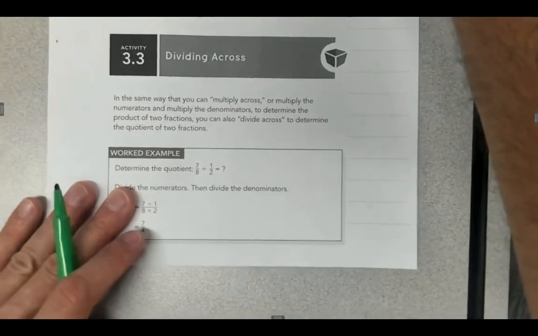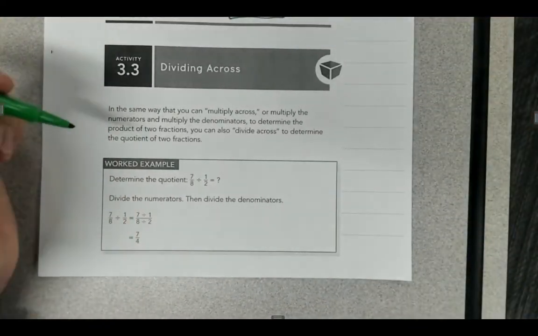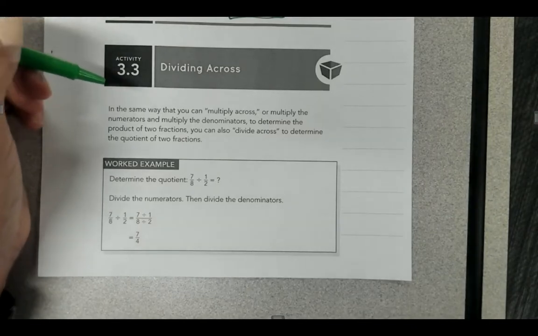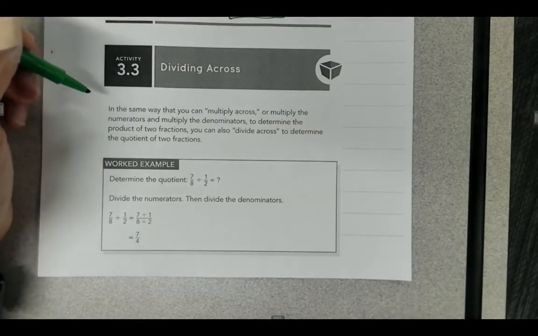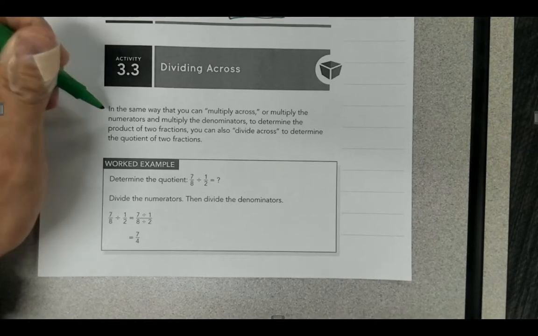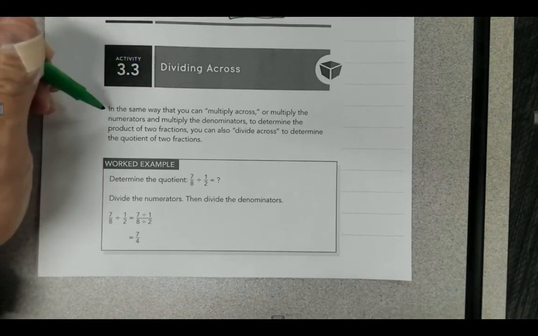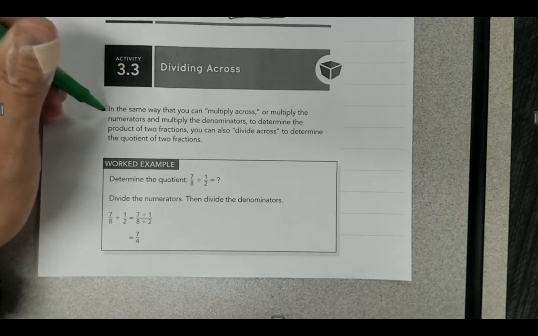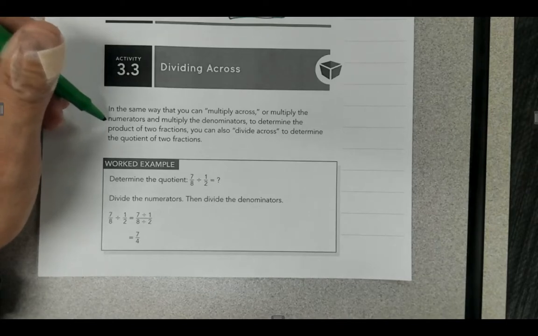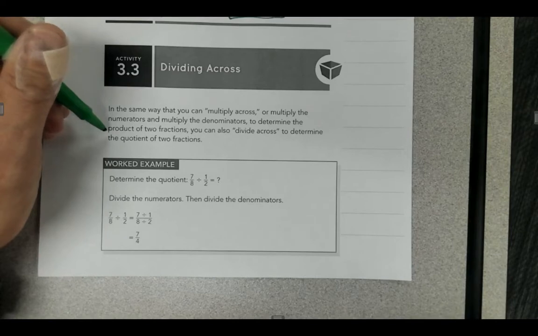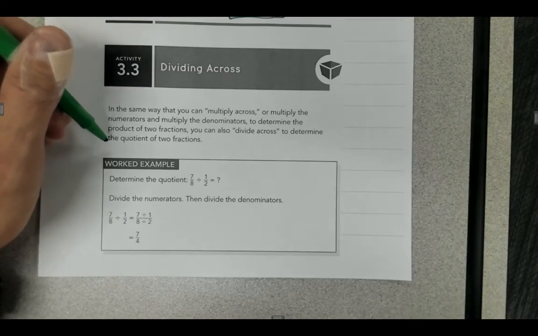Activity 3.3, dividing across. All right, so now we're going to show you some division ways that we have not been practicing. We want to use KCF, and so they're just showing some other ways that do work. Okay, in the same way that you can multiply across or multiply the numerators and multiply the denominators to determine the product of 2 fractions, you can also divide across to determine the quotient of 2 fractions.